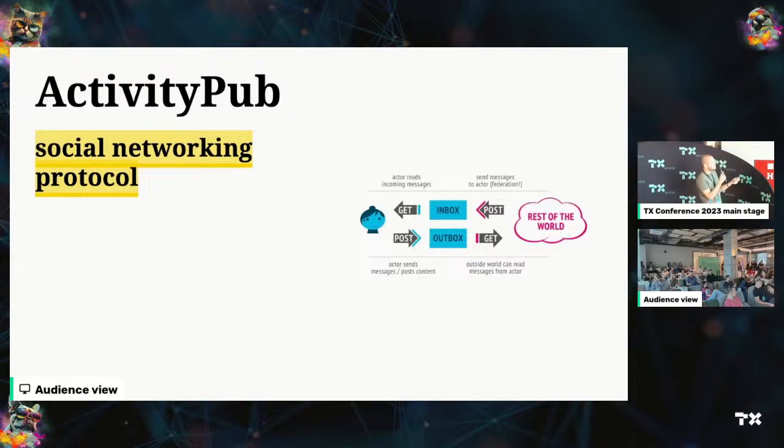You post content to the outbox, and it goes to the rest of the world. The rest of the world posts content to your inbox. You can retrieve that and look at that content. This is basically implemented as just two endpoints on your server, and it just defines how the data object that the endpoints receive should look.